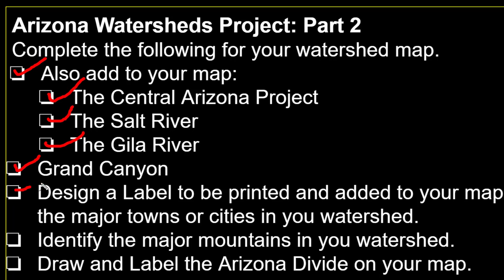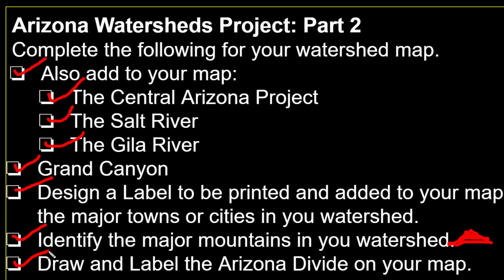And then design a label to be printed and added to your map for the major towns and cities in your watershed. Finally, identify the mountains in your watershed. So just maybe make a symbol up. You don't have to name them. You could just have a little red triangle or something if you want. Something that tells people there's a mountain there.